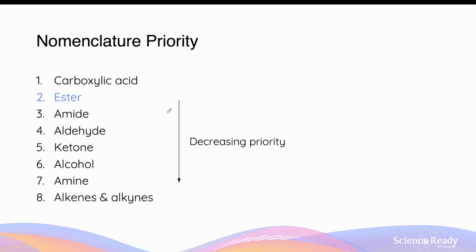In terms of naming priority, esters are second to carboxylic acids and above everything else. This means when you have a carboxylic acid and ester in the same molecule, the ester will be named according to its prefix.